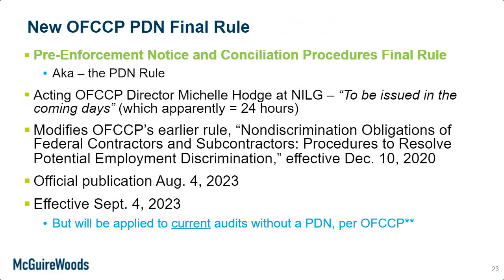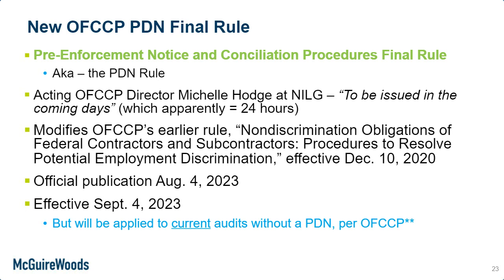So shifting gears now to the PDN rule, and then we'll hopefully get some time for questions. For folks who aren't familiar with this, the PDN rule stands for the new Pre-Enforcement Notice and Conciliation Procedures Final Rule. There was something like this earlier under Director Lean. This actually modifies and revokes the prior, quote, nondiscrimination obligations of federal contractors and subcontractors procedures to resolve preliminary employment discrimination that was issued back in 2022.